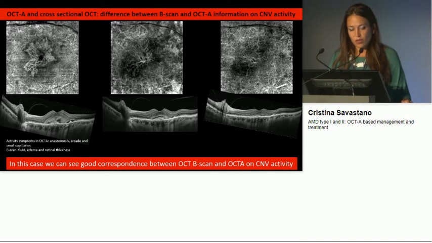We can see here on your left the activity of OCT angiography and corresponding B scan, in which is possible to see the activity of the CNV even in B scan. After the injection, the reduction of vascularization dimension of CNV is well observable in comparing to the other B scan during the follow-up, and the reduction of subretinal fluid is well defined here. So we have a good correspondence here from OCT angiography and cross-sectional.